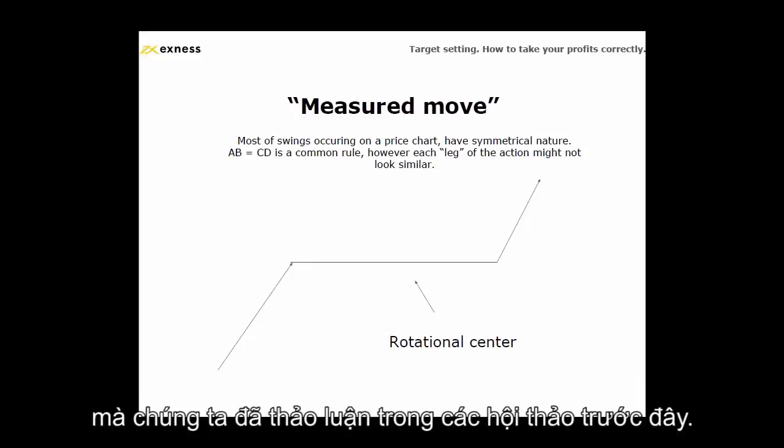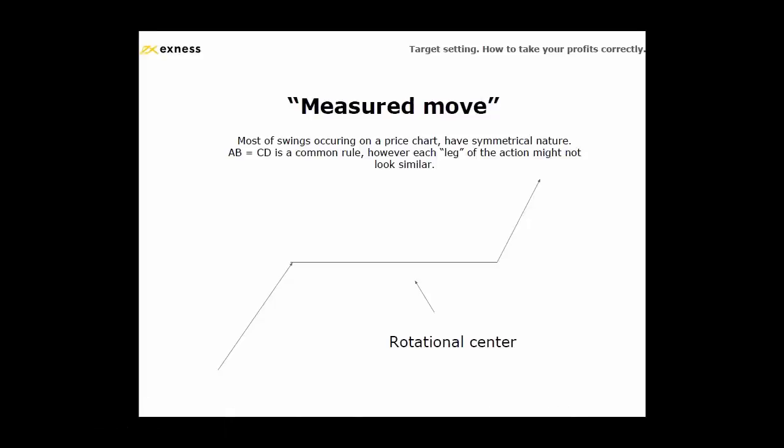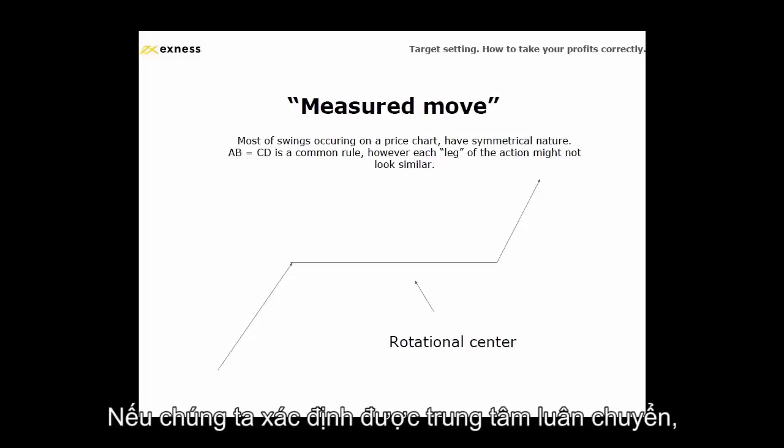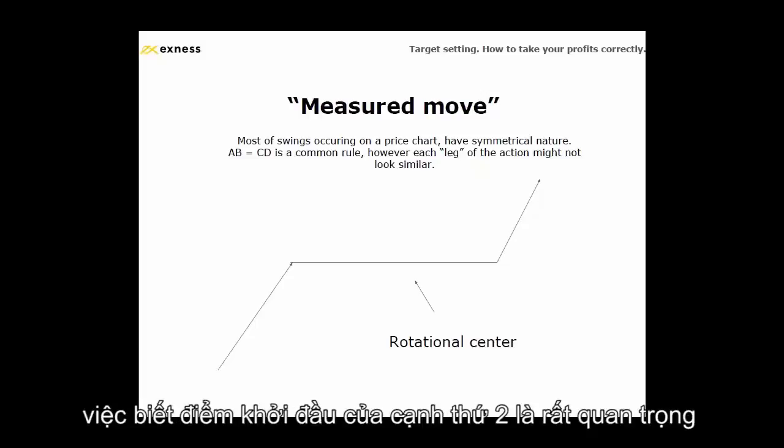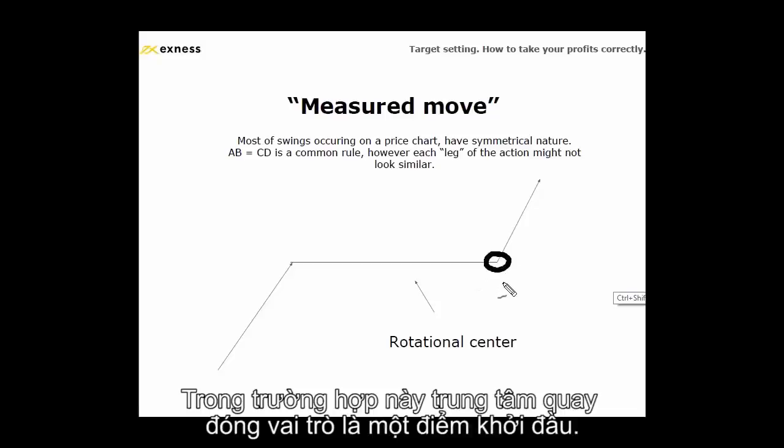In reality, it is not so easy to find the classical patterns mentioned above, but we can still use this principle for rotational centers that we have discussed in previous webinars. If we identify a rotational center, it can serve as a starting point for the second leg. It's very important to know where the second leg is going to start. The rotational center in this case will serve as the starting point.